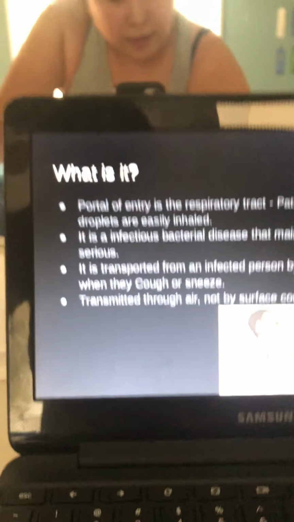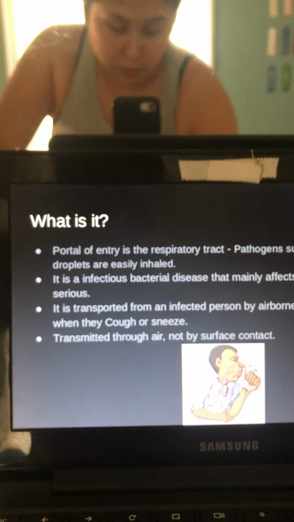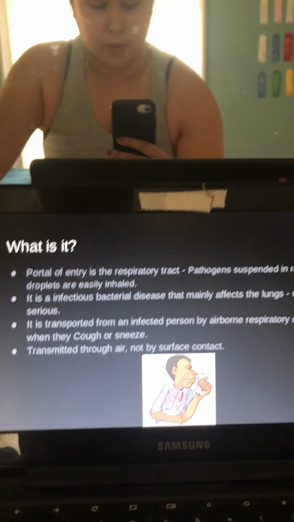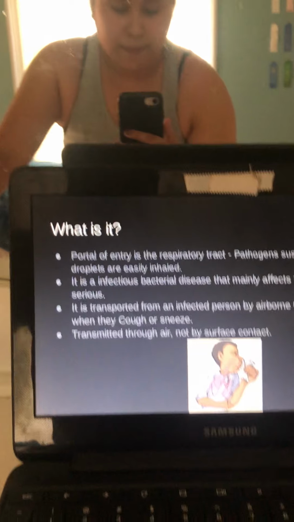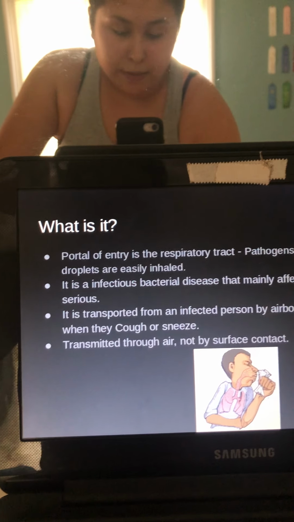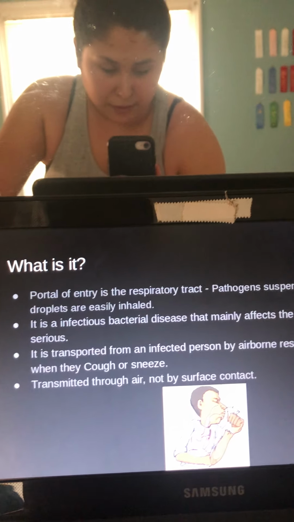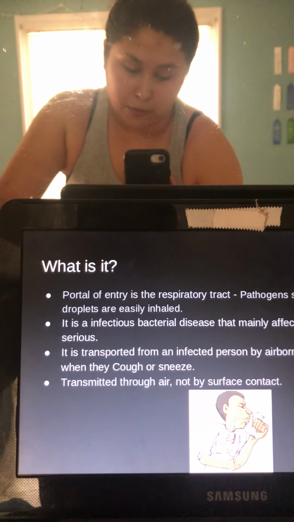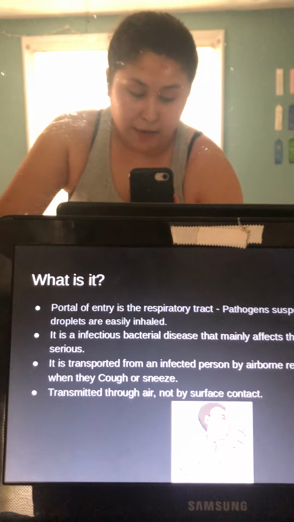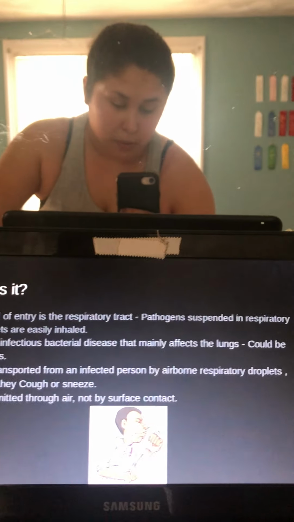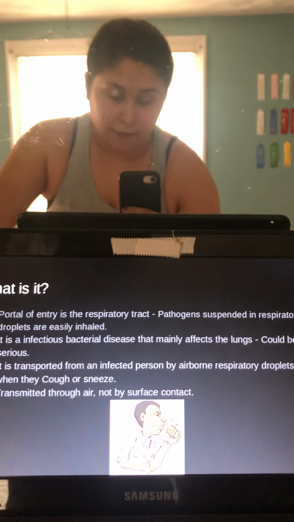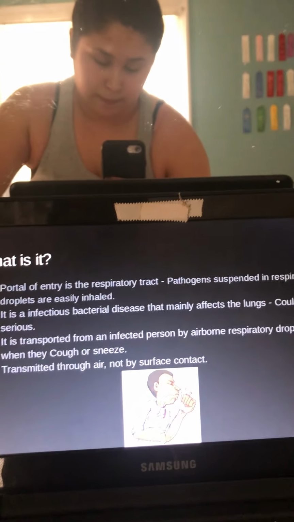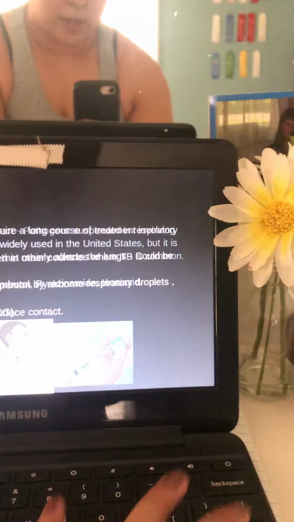What is it? Portal of entry is the respiratory tract. Pathogens suspended in respiratory droplets are easily inhaled, which is why it's the lungs. It is a serious bacterial disease that mainly affects the lungs, and usually it is serious. It is transmitted from an infected person by airborne respiratory droplets when they cough or sneeze, through the air, not by surface contact. Okay.